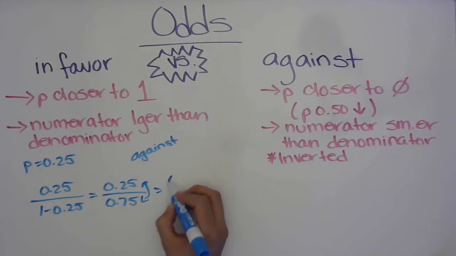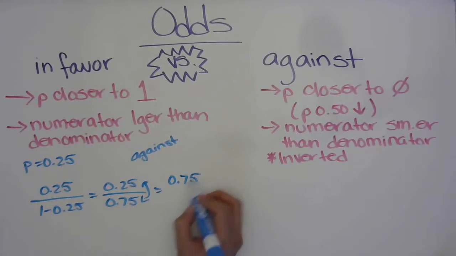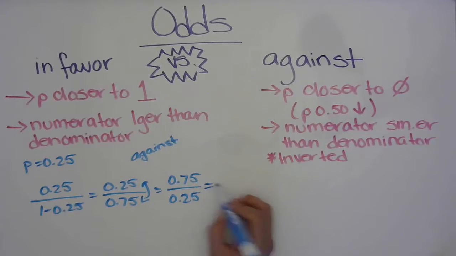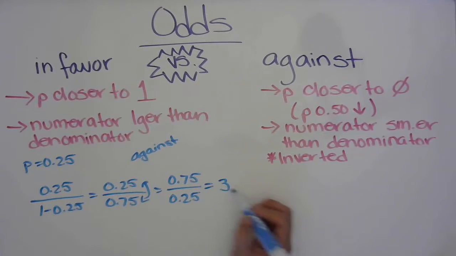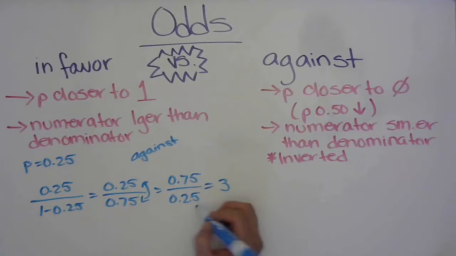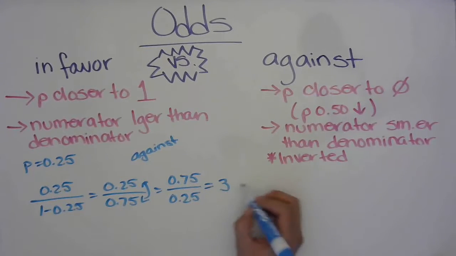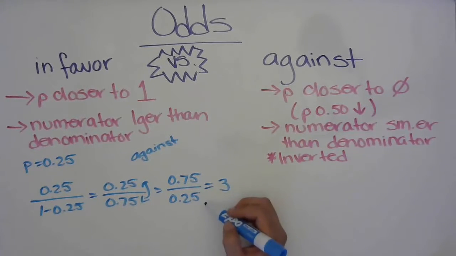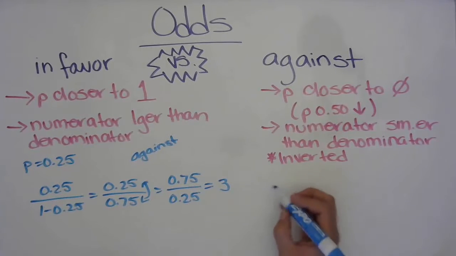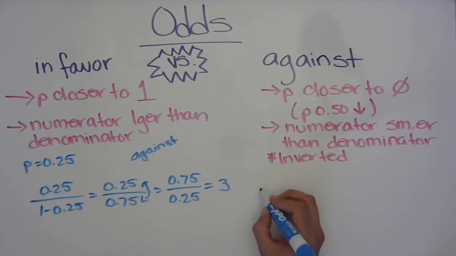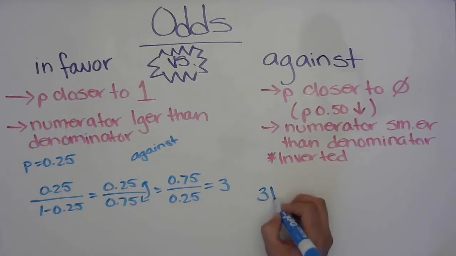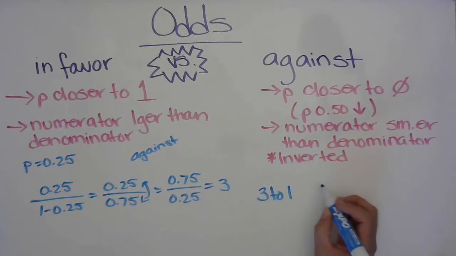So that is going to give us 0.75 over 0.25. That, after you solve, is going to give you 3. And this is already in the lowest form possible. You can't reduce that anymore. So solve that after reducing, and that's going to give you the answer of 3. So the final answer is going to be odds against. So it is going to be 3 to 1 against.